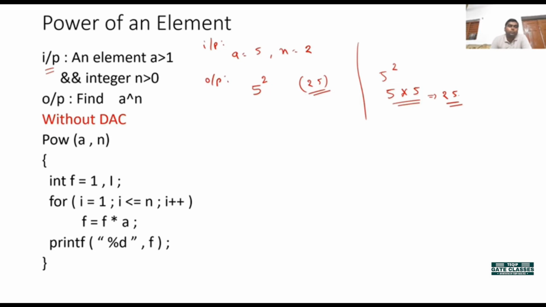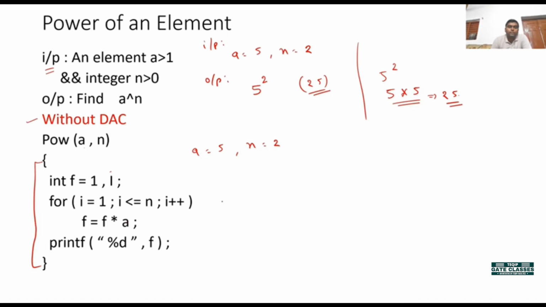So very first is without divide and conquer. What is without divide and conquer? Just calculate power of a comma n. So these are two arguments, a and n. a raised to the power n we are supposed to calculate, and we are taking an integer f equal to 1, and an integer i. So for i equal to 1 to n, because we have to go up to n. For example, what is the value of a? a is going to be 5 in our case, and n is going to be 2. So we have to move up to n. i starts from 1. So this is a simple for loop. It is repetitive multiplication, so f equals f into a.